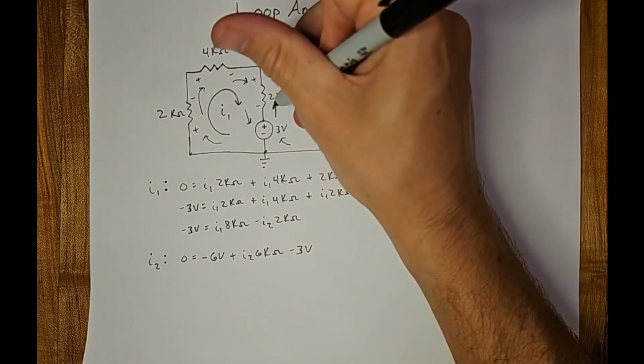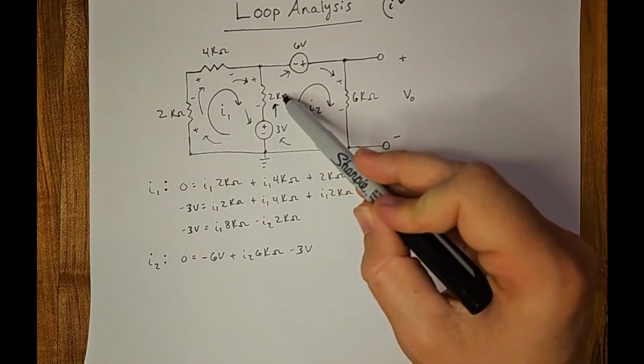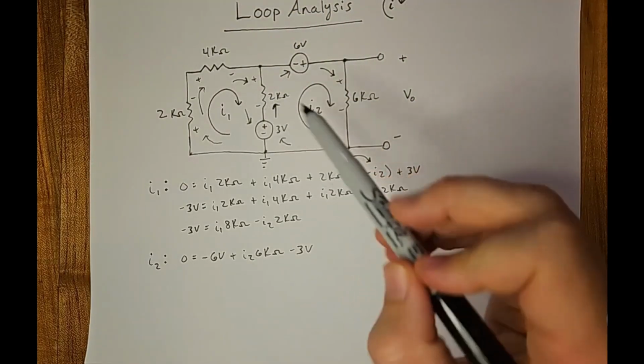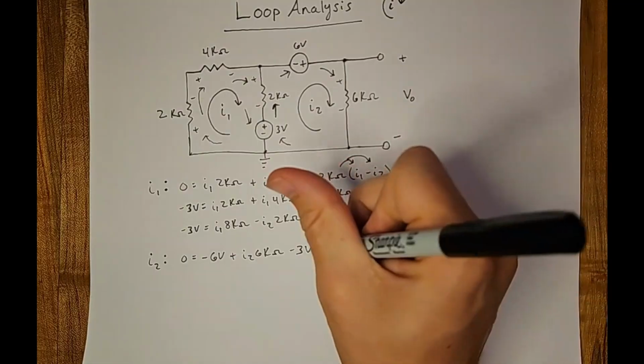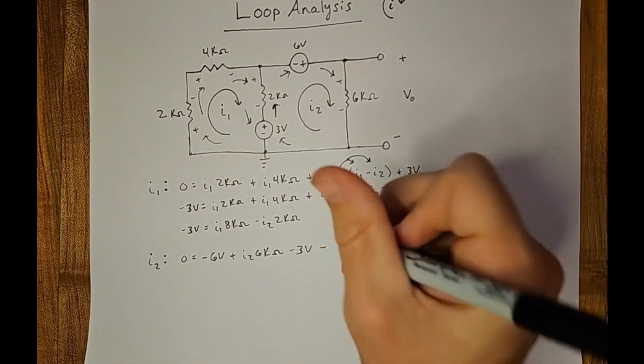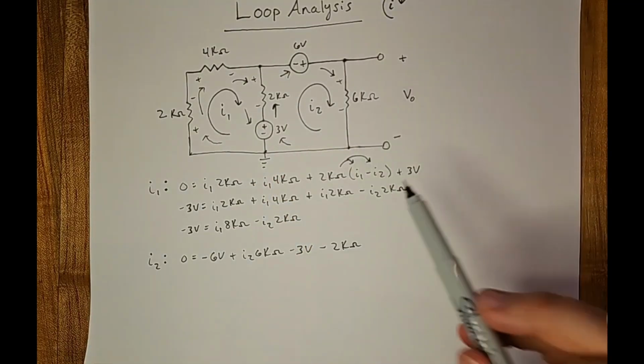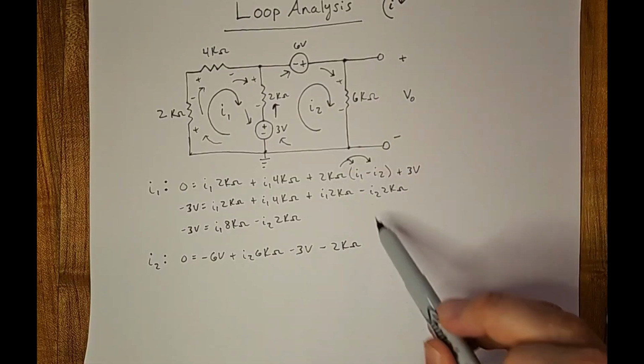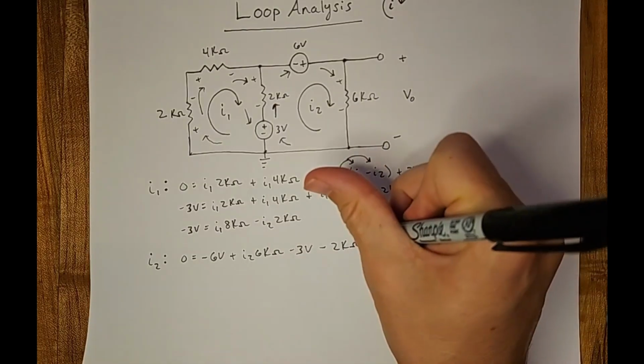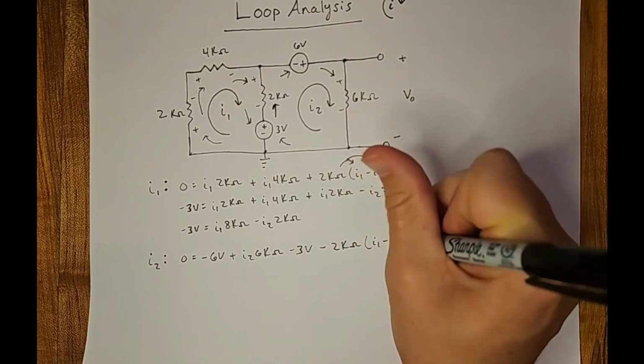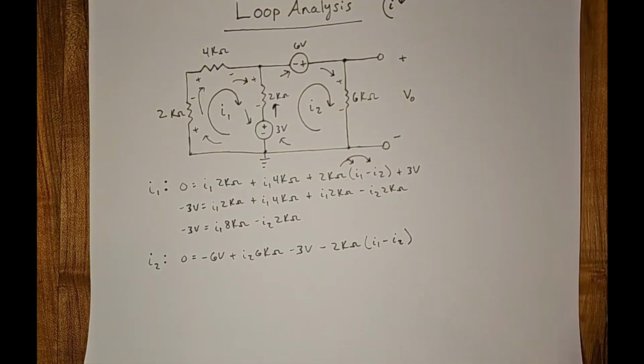And now again, we're back at our 2K ohm resistor. That's going to be shared. We're hitting the negative side first, so it'll be negative 2K ohm. And keep it consistent with whatever you used up here, use down here. So that's I1 minus I2. Consistency is the key.